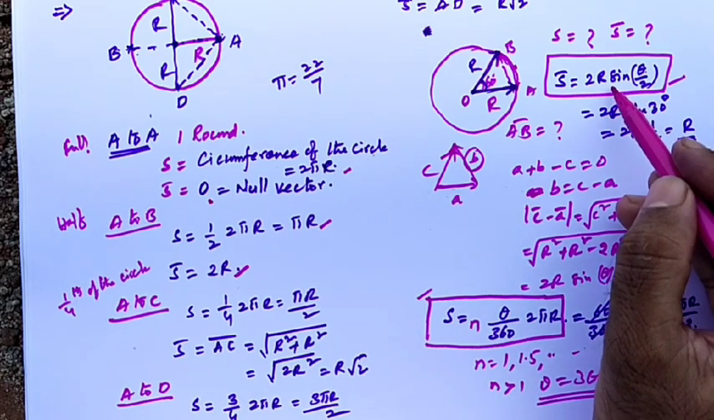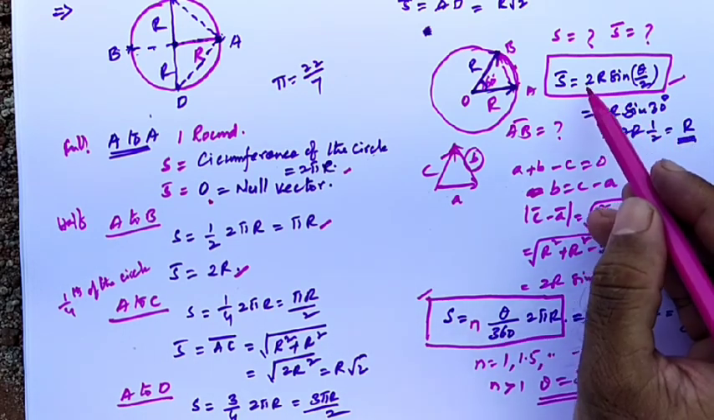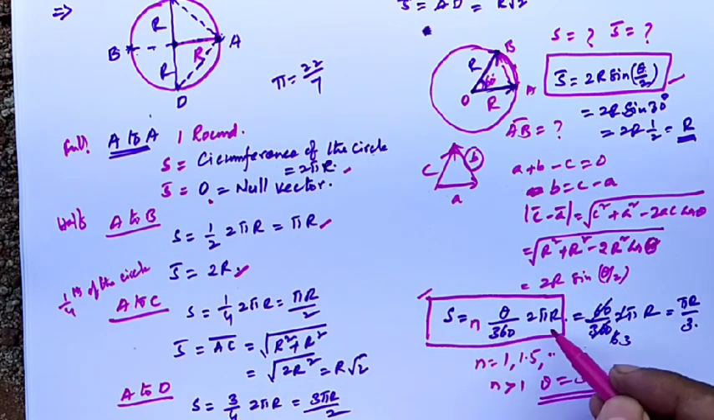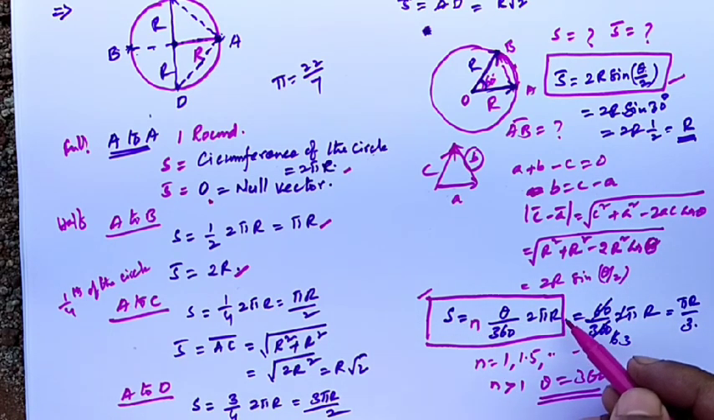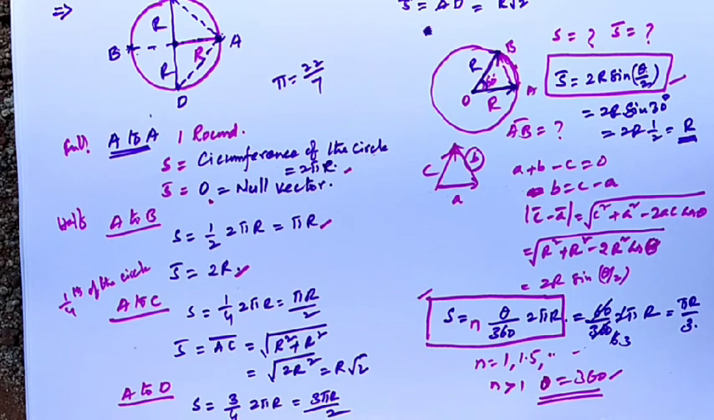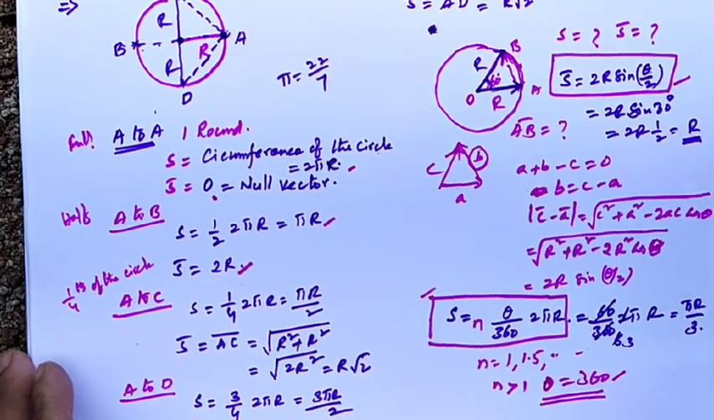Understood? Just remember, the distance and displacement formulas are these. Displacement is 2r sine of theta by 2. Distance is theta by 360 into 2 pi r. When it completes more than one circle, then you should take the n value. And when n is greater than 1, then you must take the angle as 360 degrees. Clear? Everyone? Very good. Now let us see one more problem.